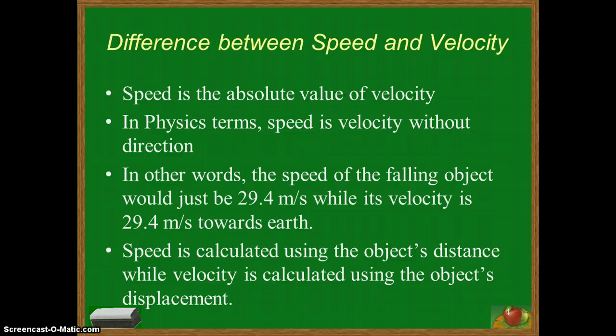You can calculate speed using an object's distance, while velocity is calculated using the object's displacement. A simple way to change velocity into speed, for negative and positive, is just to take the absolute value of velocity, and that will give you its speed.